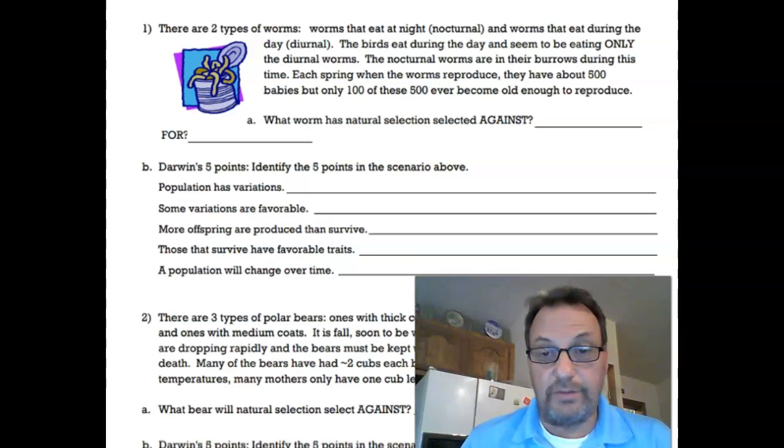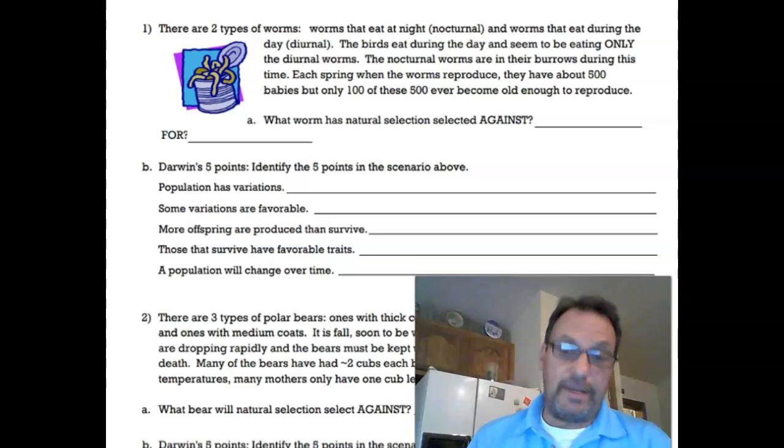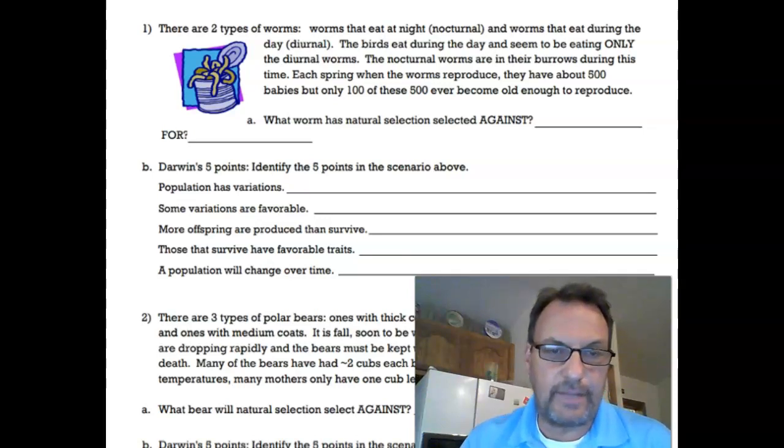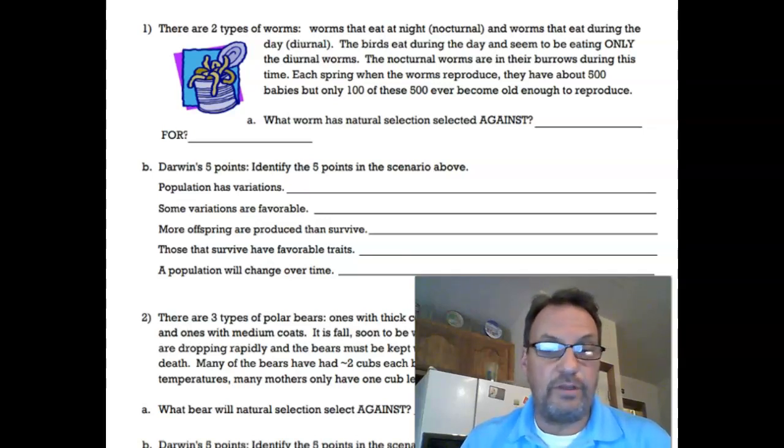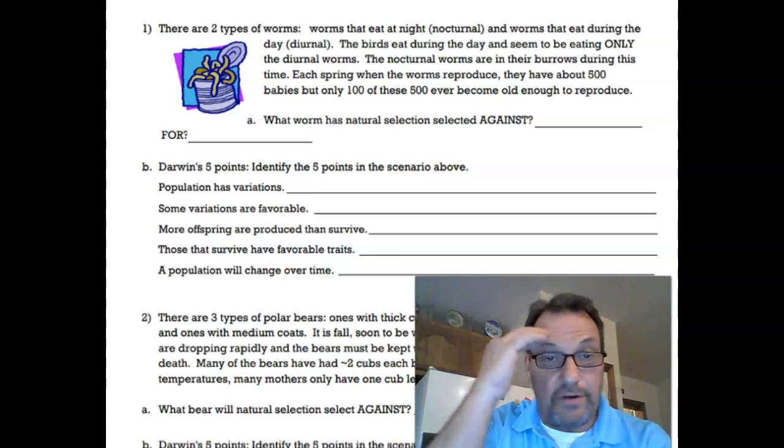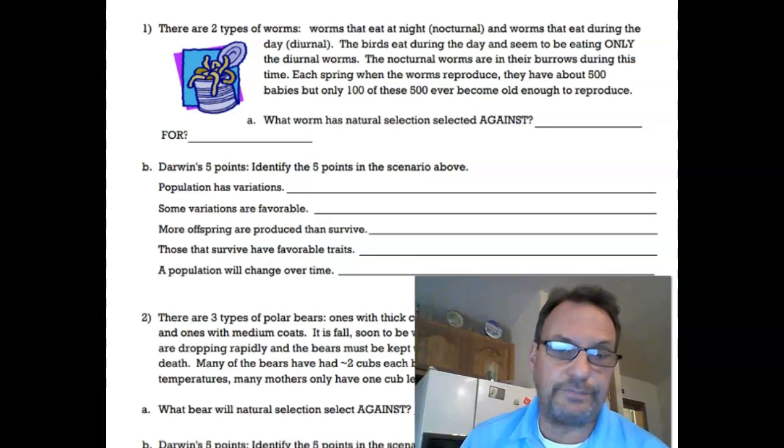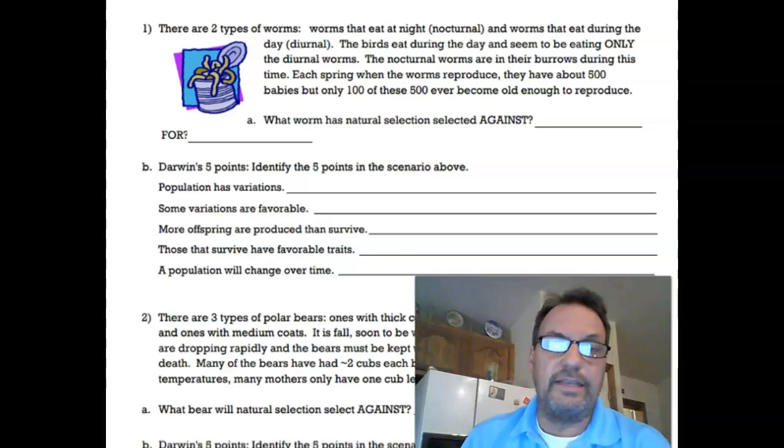Some variations are favorable. Once again, you're going to find that this is very repetitive, so don't get frustrated with it. But I think through this repetition, it should solidify this in your mind so you can do well on the test, and you'll certainly understand the concepts here. The variations that are favorable are the fact that the worms eat at night, the nocturnal ones, and they are not going to be as susceptible to being eaten by the birds that are diurnal as well. More offspring are produced than survive. In this scenario, it said that for every 500 babies, only 100 of them ever become old enough to reproduce.